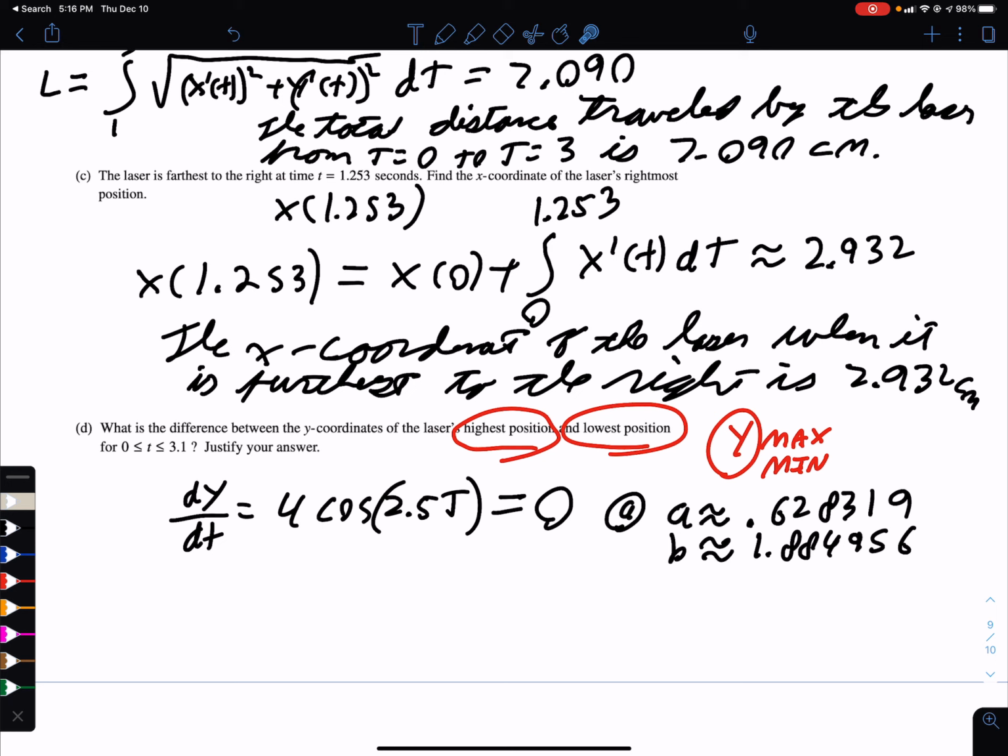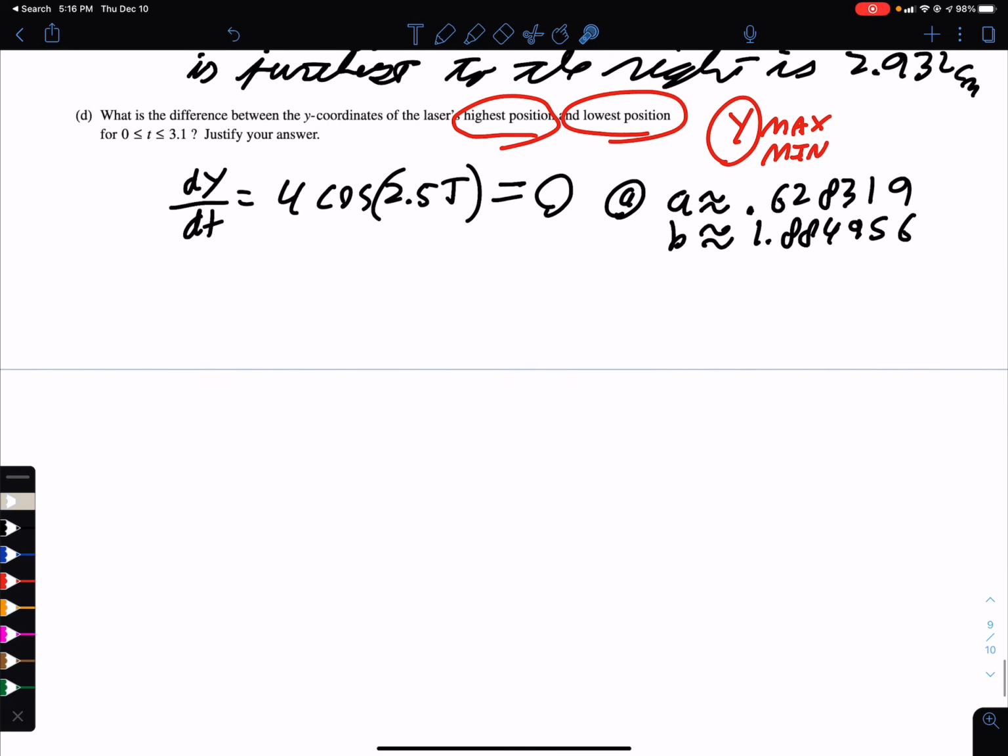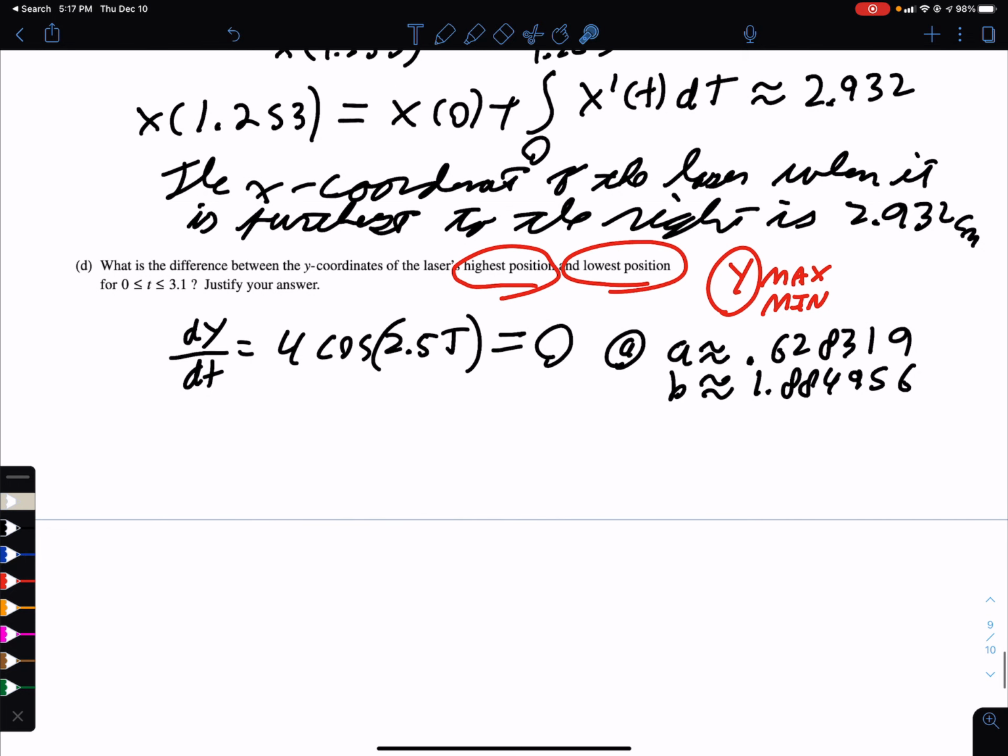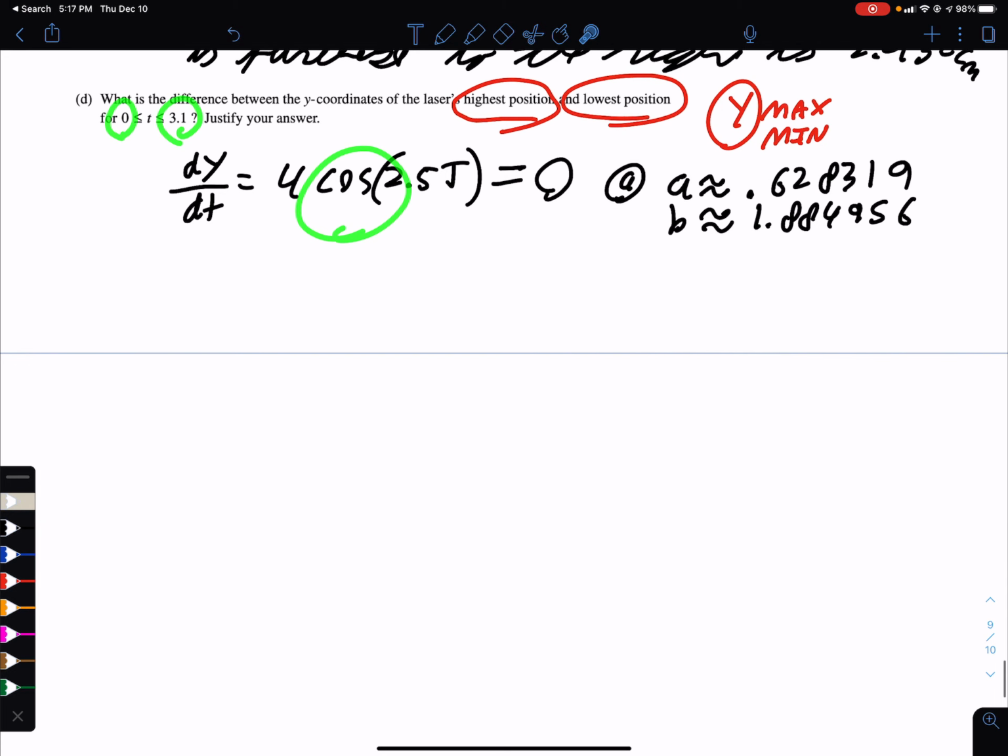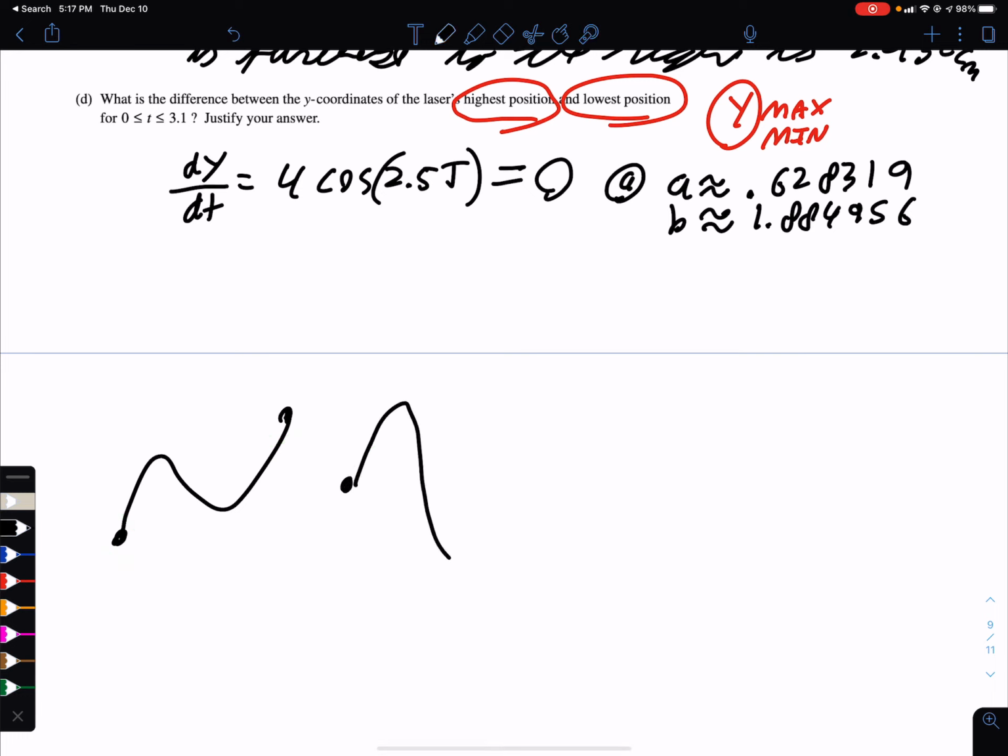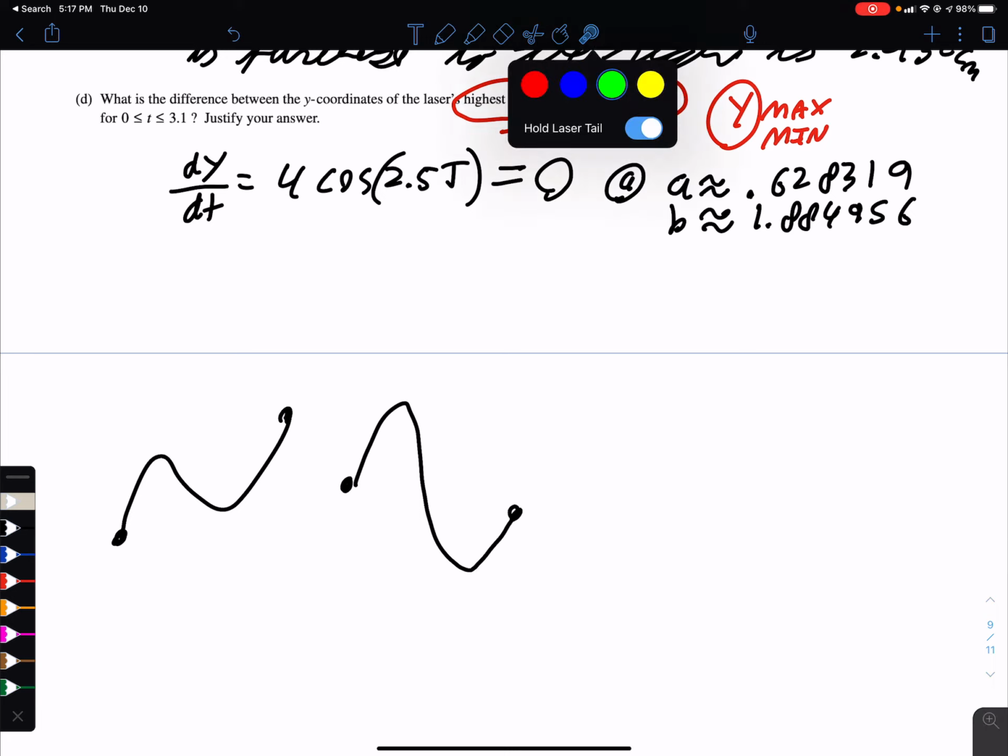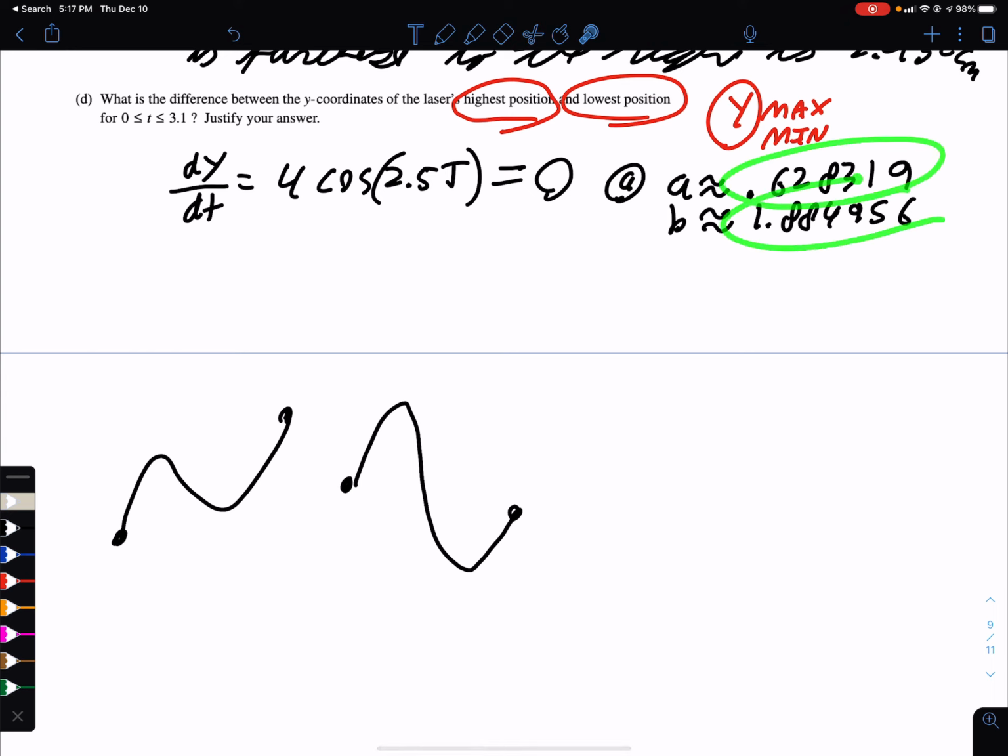Now, where do max and mins occur? I'm going to remind you, if you have a continuous function on a closed interval, cosine's continuous, and this is a closed interval, we have the endpoints. So I'm going to give you different situations. And this is not the sine, it's just a general function. If I draw this function, where's the max and min? At the endpoints. If I draw this function, where's the max and min? At the critical points. So max and mins could occur at critical points and endpoints. We don't know. So how do I know if the max and min occur here, or at the endpoints 0 and 3.1? How do I know?